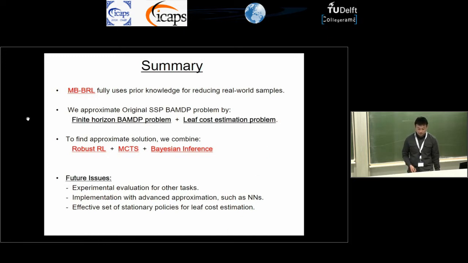The future works are experimental evaluation for other tasks, implementation with advanced approximation, such as neural networks, and an effective set of stationary policies for leaf cost estimation.